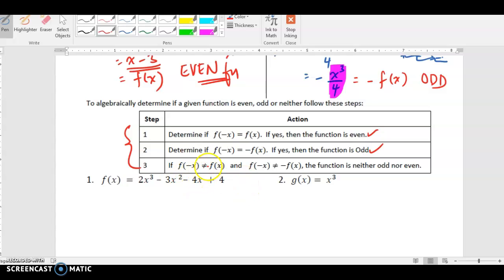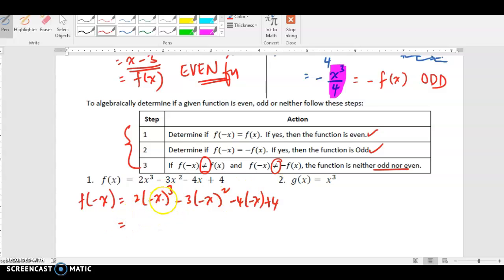And if f of negative x is not equal to f of x, or to negative f of x, then it is neither odd nor even. So that is the case here. If I substitute negative x, 2 times (negative x) cubed minus 3 times (negative x) squared minus 4 times negative x plus 4, right? Now, as we saw, (negative x) cubed in our scratch work above, we know that this is negative 2x cubed. But here, negative times negative is positive. So this x squared becomes positive. So this is negative 3x squared. And negative times negative here is a positive.